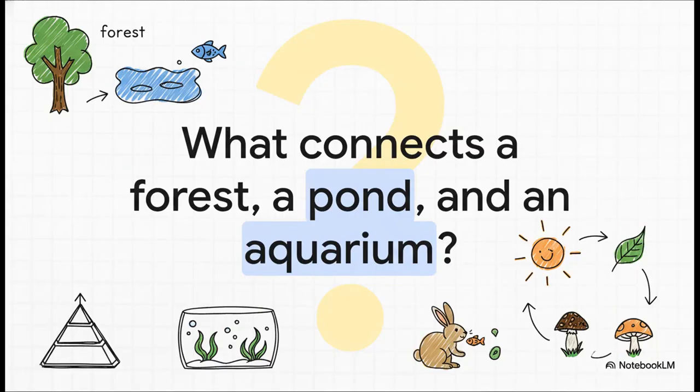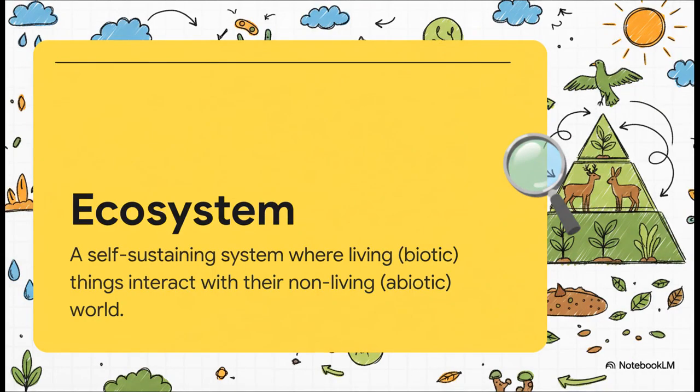So, think about this for a second. A forest, a pond, and an aquarium. I mean, on the surface, they seem totally different, right? One is this massive, sprawling world of trees, another is a calm little body of water, and the third, well, it's a glass box in someone's house. So what's the common thread here? What's the one big idea that ties them all together? And there's our answer. They're all ecosystems.